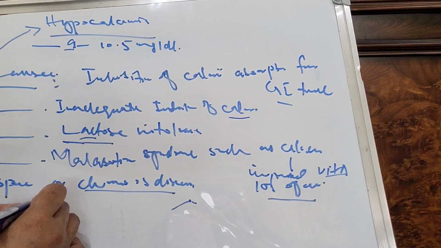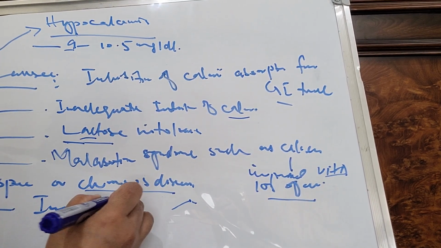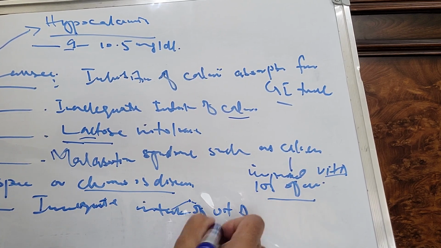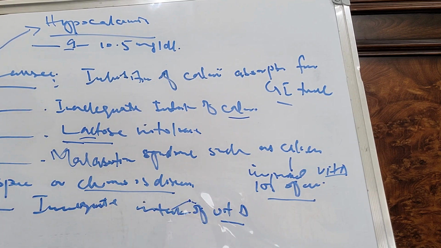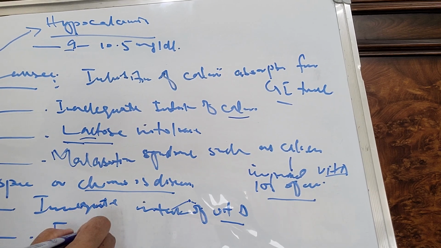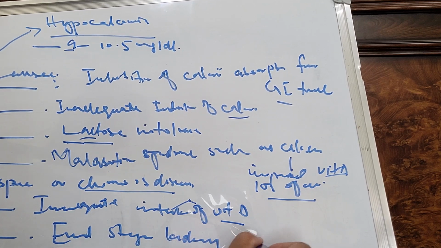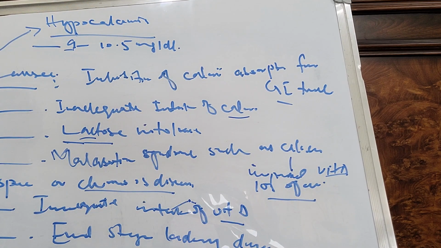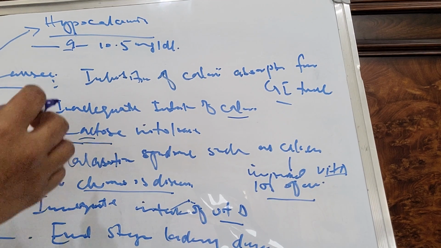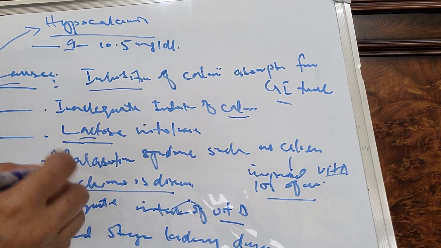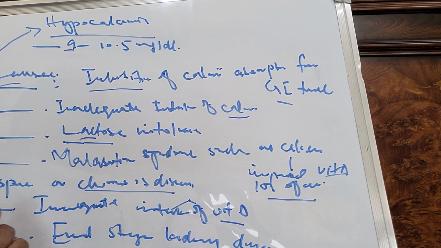The next is inadequate intake of vitamin D. If the patient is not taking vitamin D properly, the patient also has hypocalcemia. End stage kidney disease also can cause hypocalcemia. So all these causes are related to the inhibition of calcium absorption from the GI tract.